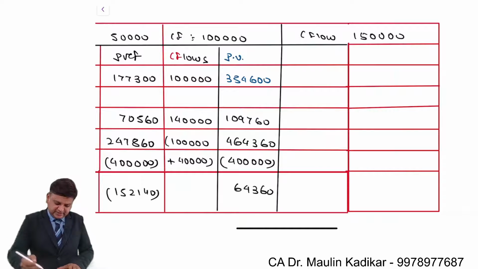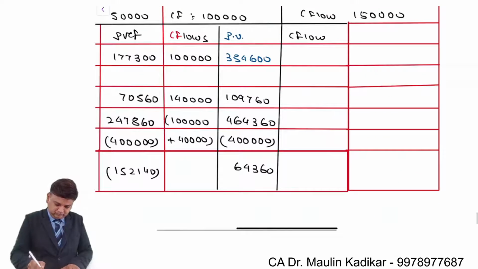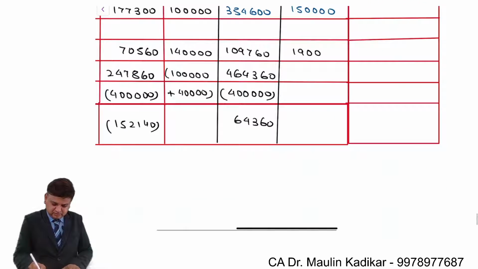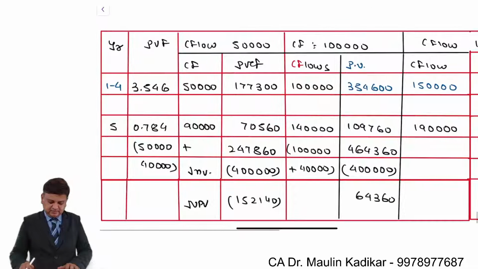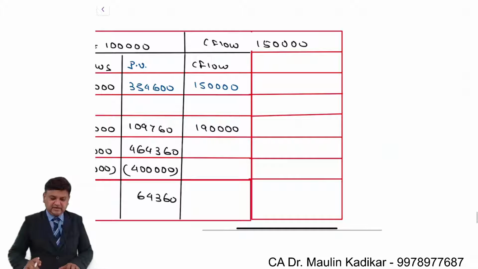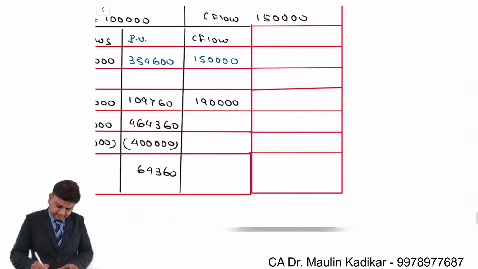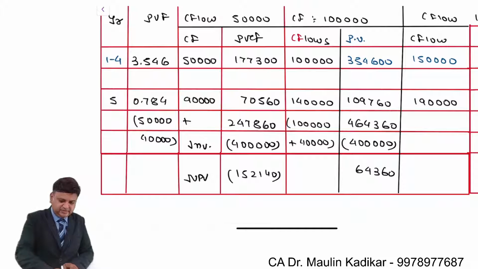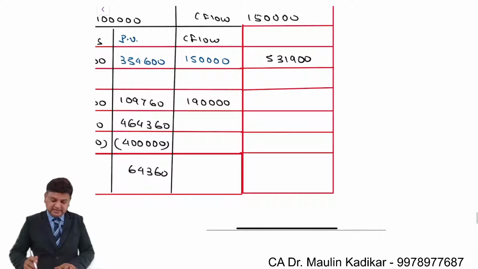Next, cash flow is 1,50,000. So recurring cash flow 1,50,000. Last year it will be 1,90,000. That is 1,50,000 recurring plus 40,000. 3.546 into 1,50,000, 5,31,900. 1,90,000 into 0.784, 1,48,960.